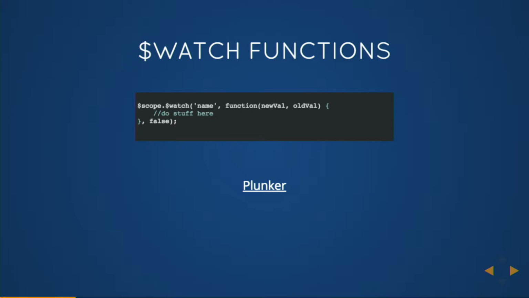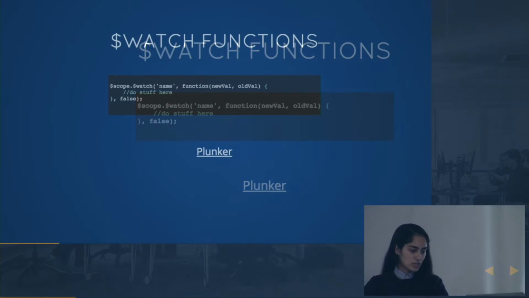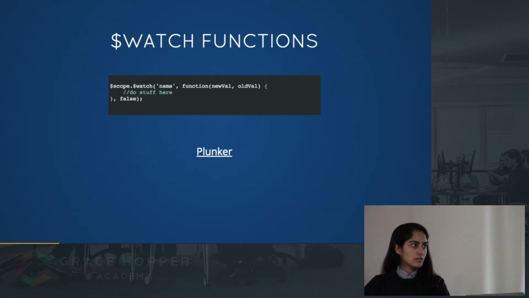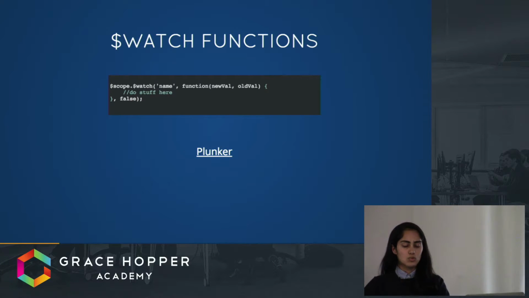Okay, great. So now we know what a watch function looks like, and we know that for every bound property on the scope, Angular adds one of these to the watch list. So what happens next? Angular will then run a digest cycle and resolve these watch functions through a process called dirty checking.